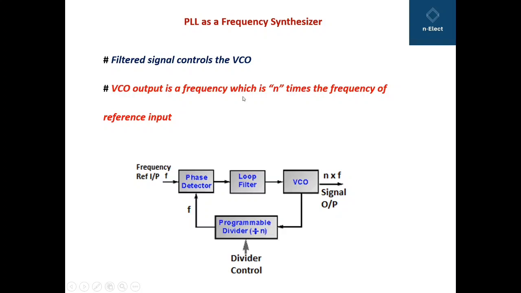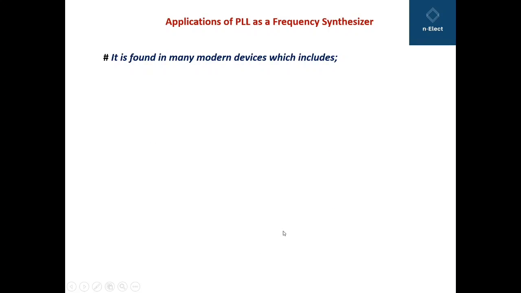The VCO output is a frequency, this one, n into f, which is n times the frequency of the reference input. Here the reference input is f and the output frequency of the VCO is n into f. Thus the output of the VCO is then applied to the divide by n counter.